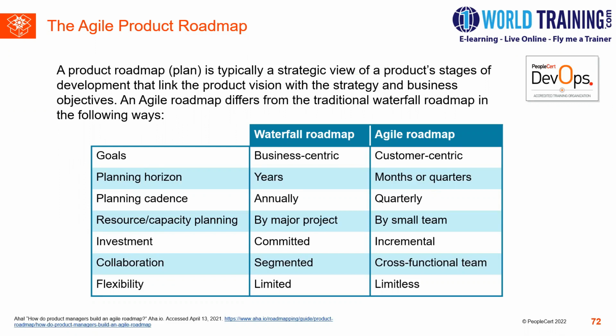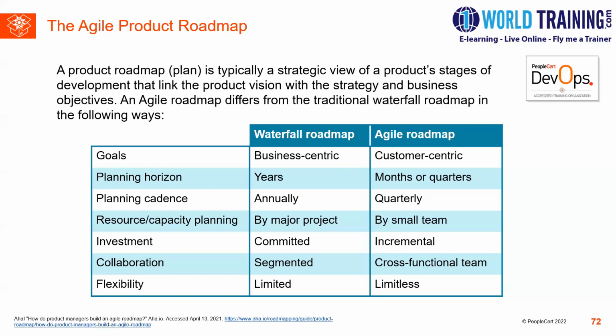When you say waterfall roadmap, there is a fundamental difference between the Agile roadmap as compared to the waterfall roadmap. So let's try to do the comparison. A product roadmap, as we call out, is typically a strategic view of the product in various stages of development, and it links the product vision with the strategy and the overall business objective. So the Agile roadmap traditionally is different from the waterfall roadmap.